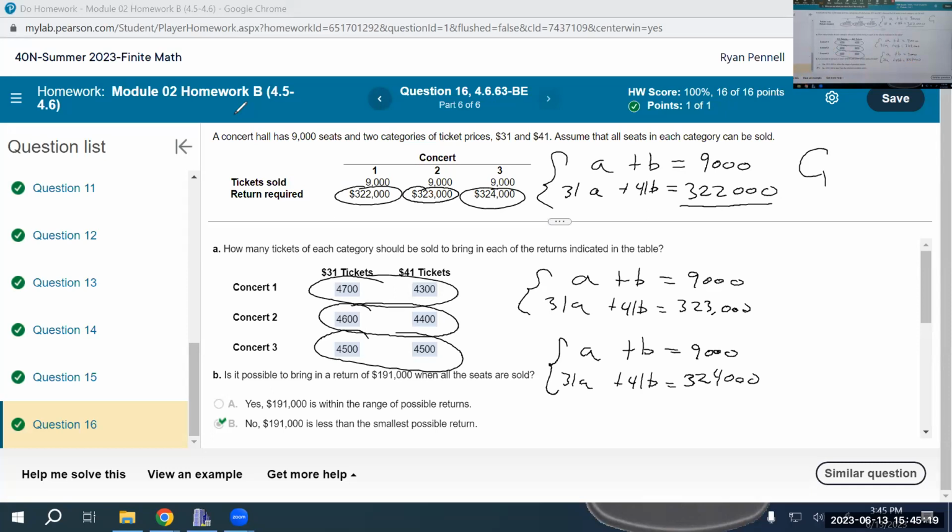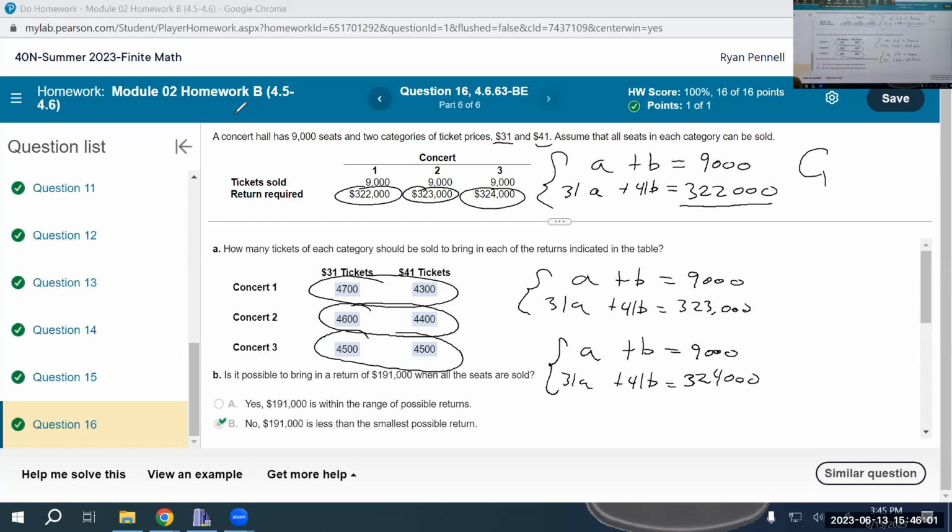But what confused me for a second was where these possible outcomes were. So just note what it would be if they sold all of the $31 seats, or if they sold all of the $41 seats. I assume it randomizes with our homework, so it's going to be different for each of us. If it sold all of 31, note what happens there: 9,000 times 31. And then what happens if you sell all of the 41, or whatever yours happens to be?